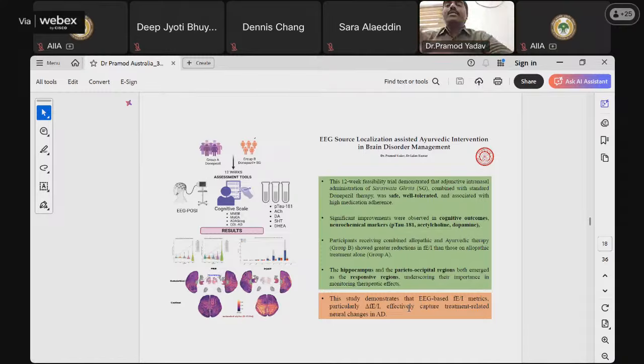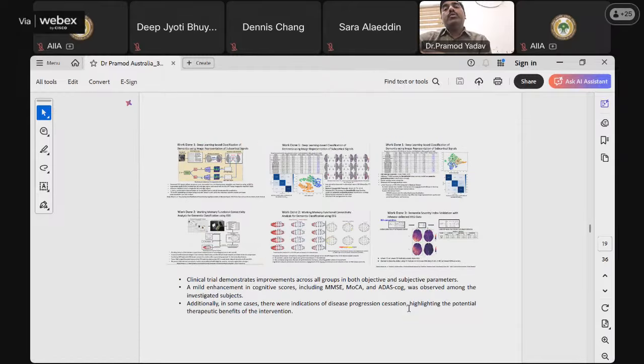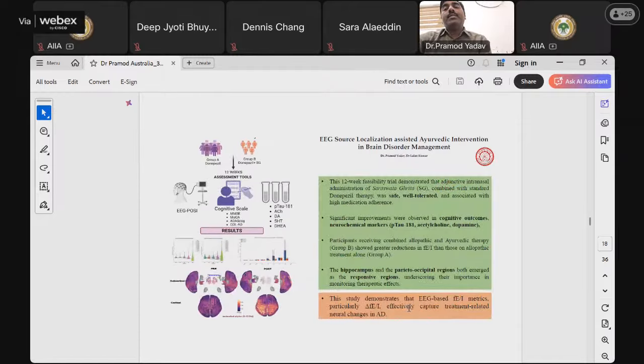IIT Delhi had developed an EEG-based tool to assess the subcortical signals which come out of the patient. The patients were also assessed on different scales, that is the MMSE and MoCA scales. Also, we did certain biochemical parameters. P-tau 181, which is a standard marker in cases of Alzheimer's dementia, was also assessed.